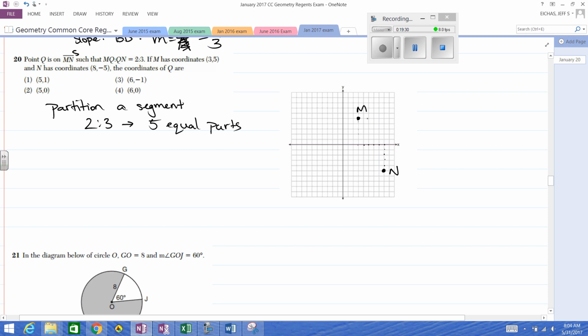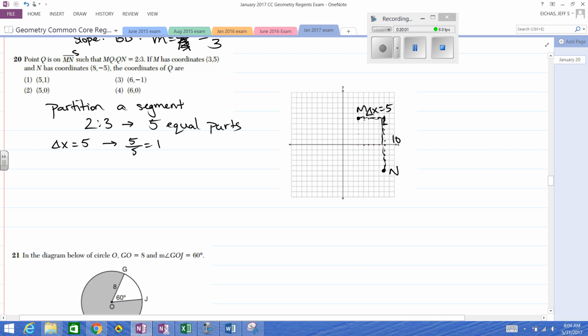So what I would do is figure out how far over is the change in x, right? It's 1, 2, 3, 4. Let's get this right. I think it's 5, yeah. So change in x is 5. Change in y is 1, 2, 3, 4. Looks like 10 is the change in y. So if the change in x is 5, we're going to take 5 divided by 5 to get 1.